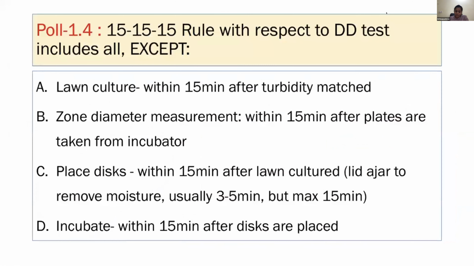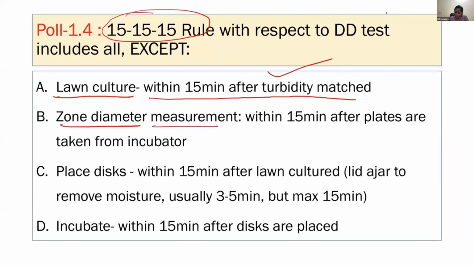So this question also, all of you have answered. There is a 15-15-15 rule with respect to the disk diffusion test. So what is this rule? The first option is lawn culture is done within 15 minutes after turbidity adjustment. So this is a correct option. Zone diameter measurement within 15 minutes after the plates are taken from the incubator. Is it correct? There is no rule like this.